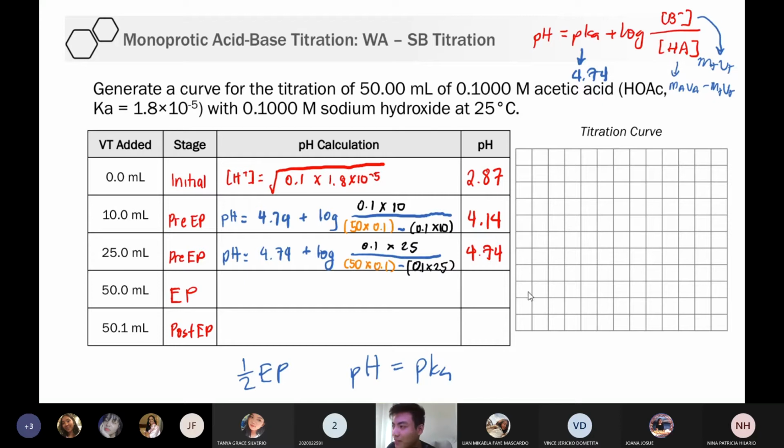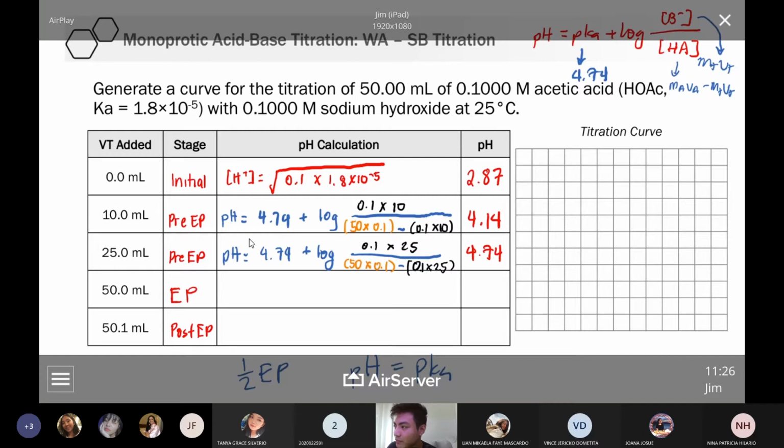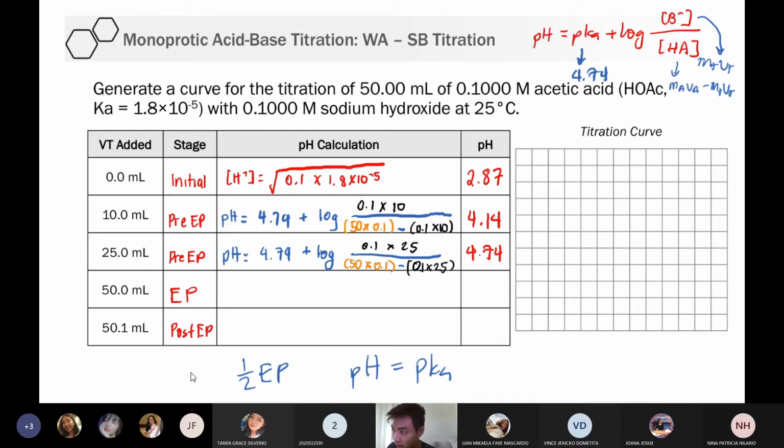Okay, so yan. Ayun yung takeaway natin dito sa part na to. Okay. Half equivalence point, pH equals pKa because mole conjugate acid, mole conjugate base equals siya sa mole ng remaining acid. So, nagka-cancel out sila and log 1 is equal to 0. Yan.